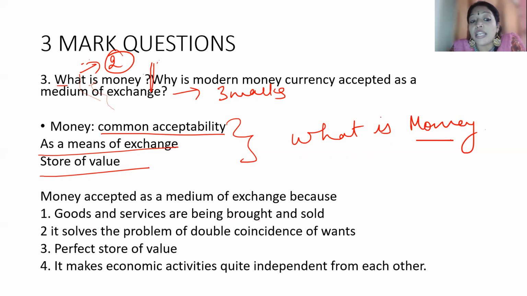It solves the problem of double coincidence of wants. Now, you may be wondering, what is double coincidence of wants? Double coincidence of wants is a problem in the barter system. Now, what is barter system? Barter system is the economy where goods are exchanged with goods. Exchanging of goods with goods is called the barter system, and double coincidence of wants is one of the major problems in the barter system.